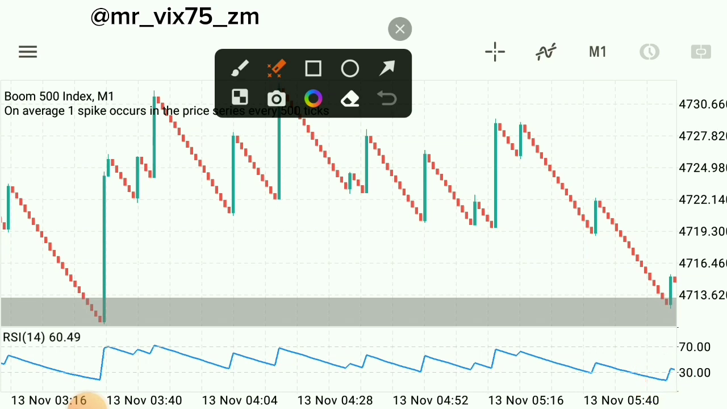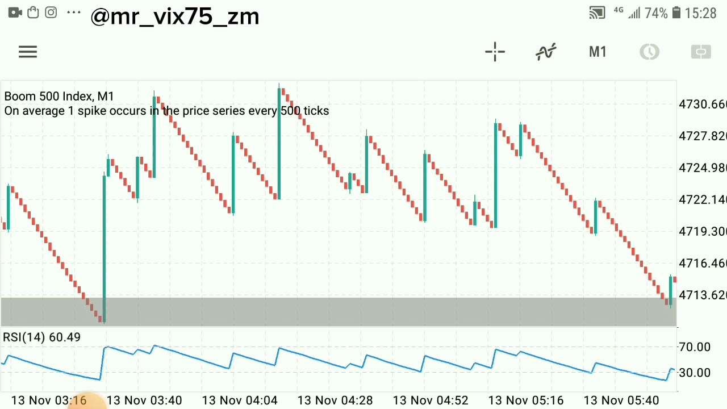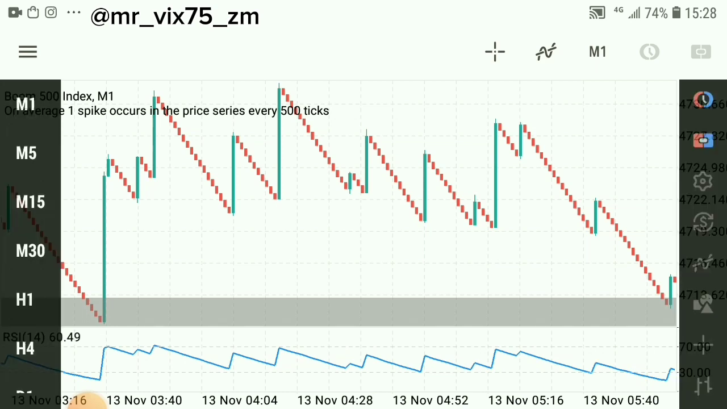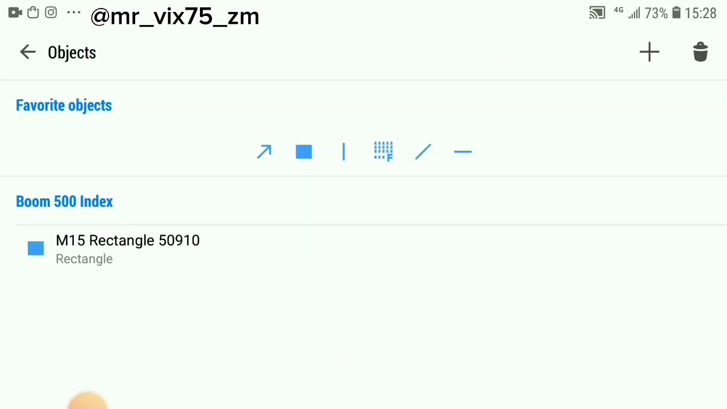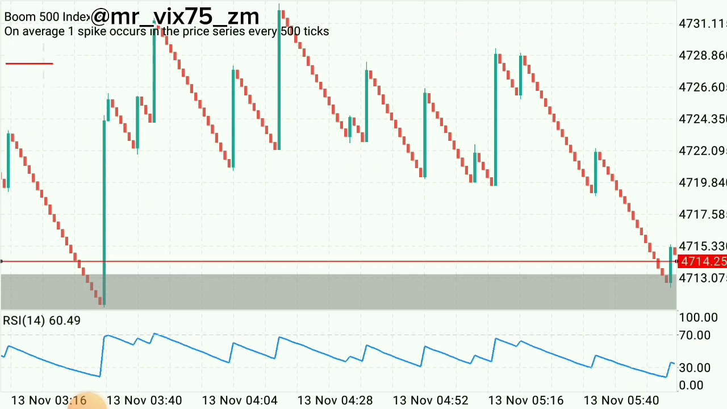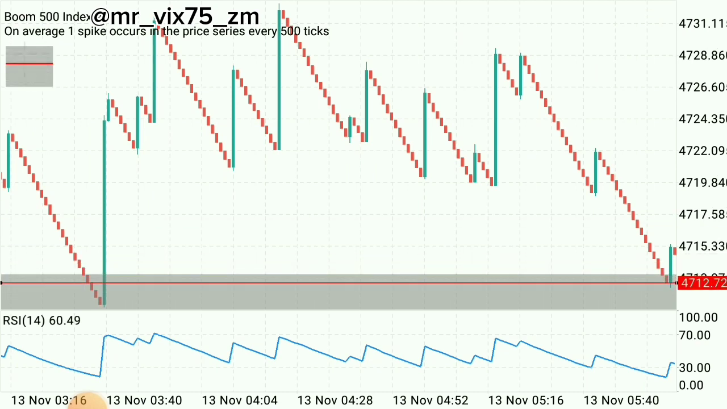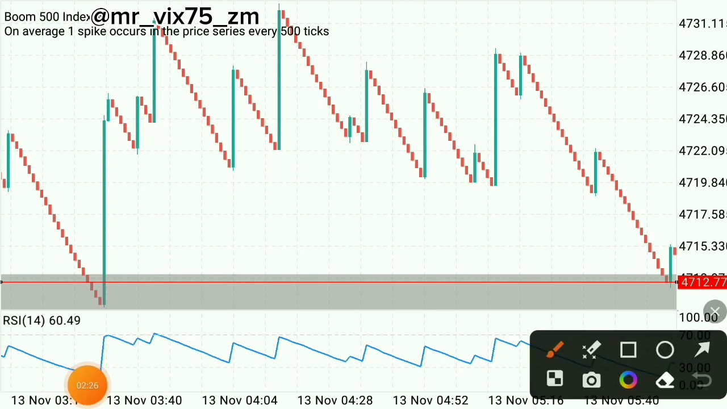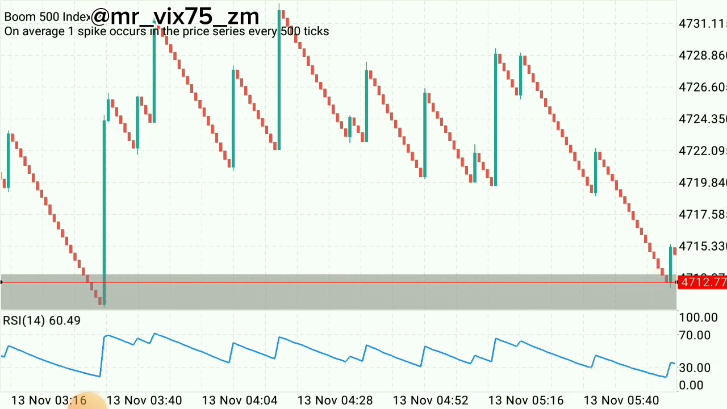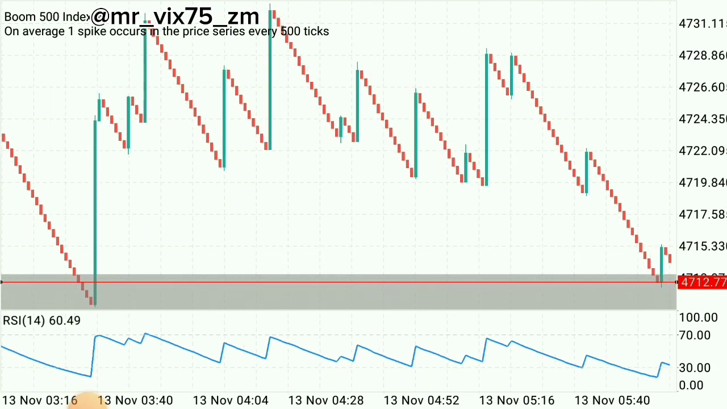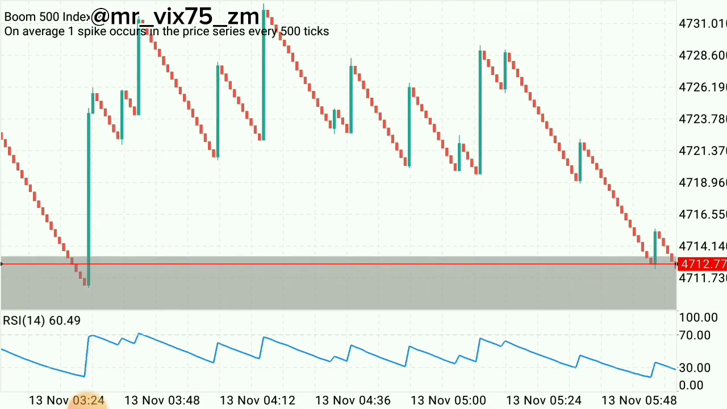Now condition number 3 is we have to wait for price to come back to where it spiked from. In this case, it's this line, where it spiked from, where I've drawn the line. So wait for price to come back there. In this case, at this exact point, price reached there.